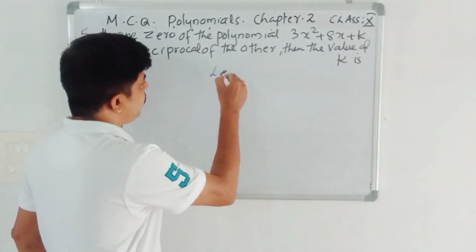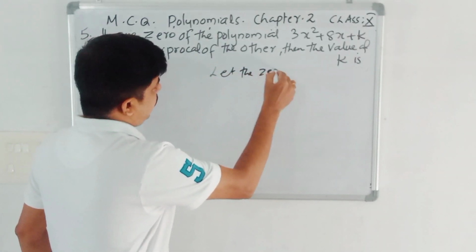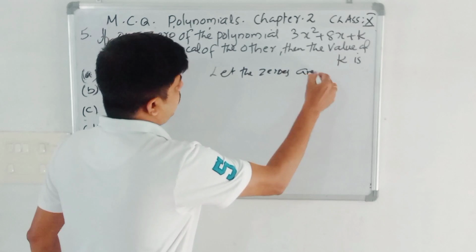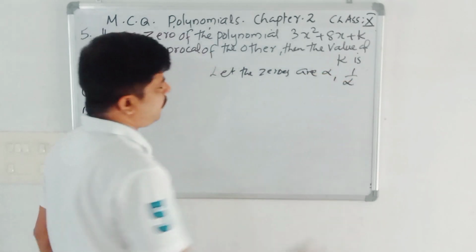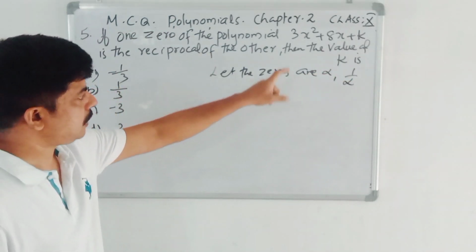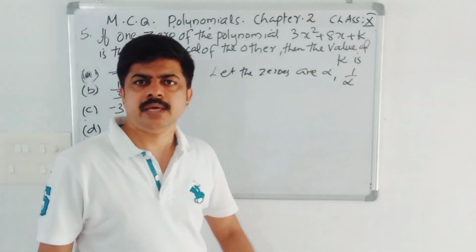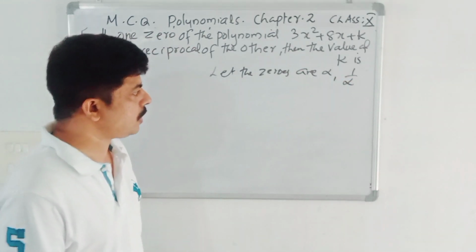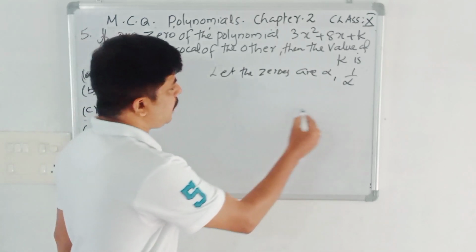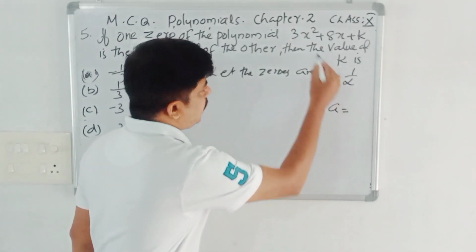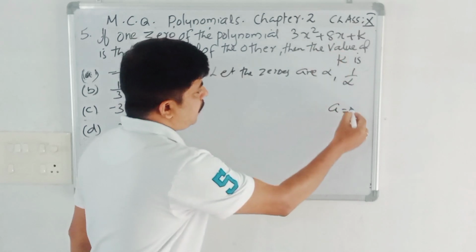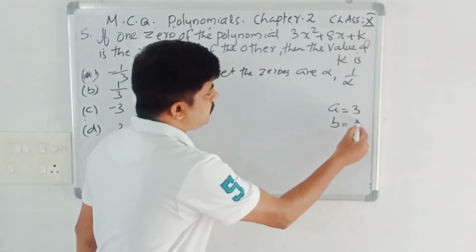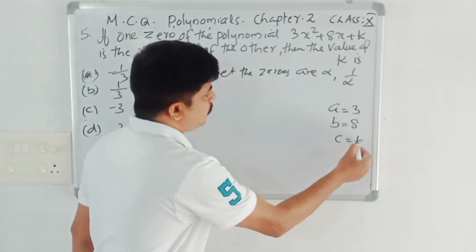Let the zeros be alpha and 1 by alpha, because one is the reciprocal of the other. We already know the relationship between the zeros and the coefficients. In the formula we have a is equal to 3, b is equal to 8, c is equal to k.